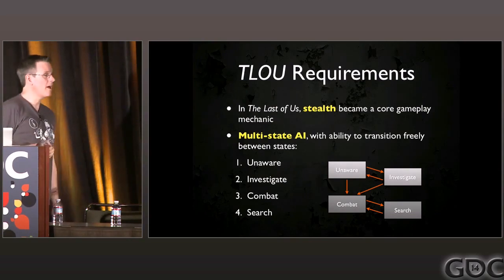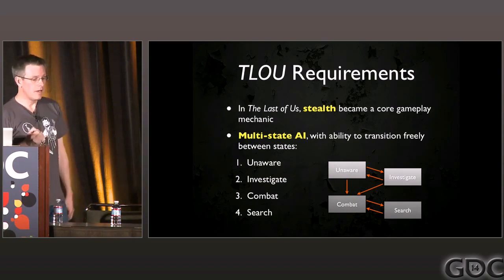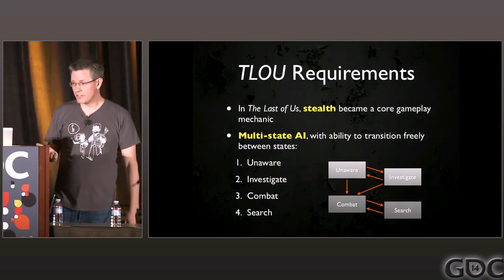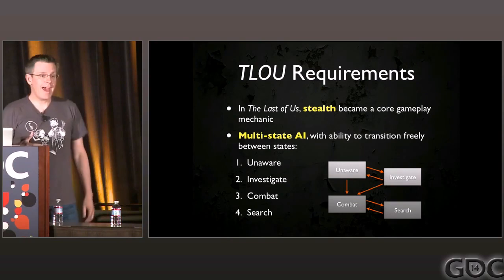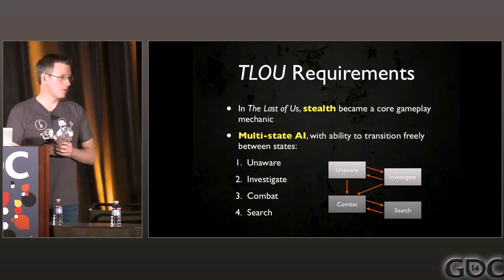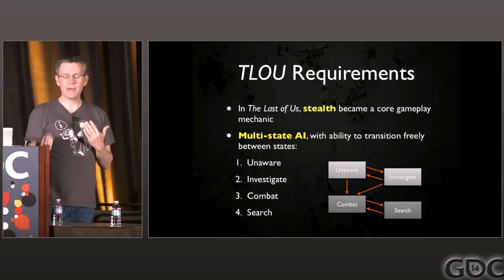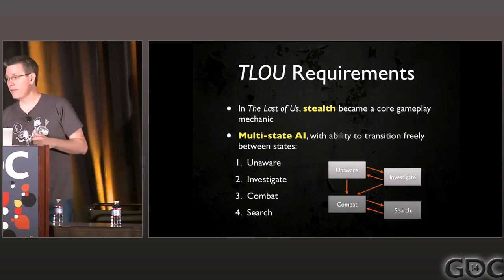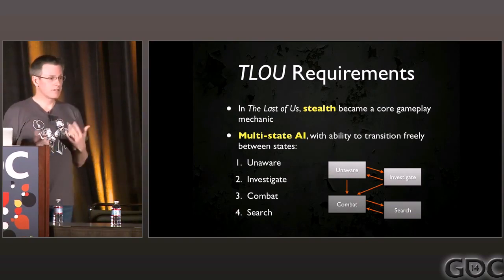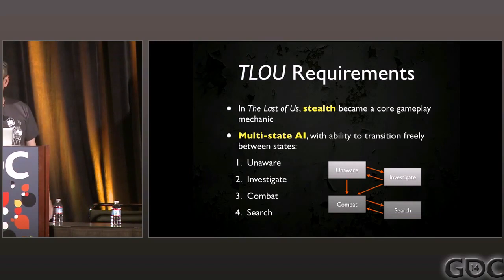Also, the buddy AI in The Last of Us was even more important than it was in the Uncharted series. As a result of that, the buddy AI required a lot more rich dialogue, and we really needed to cement that relationship between Ellie and Joel. So the dialogue system was pushed to its limits in that way as well.